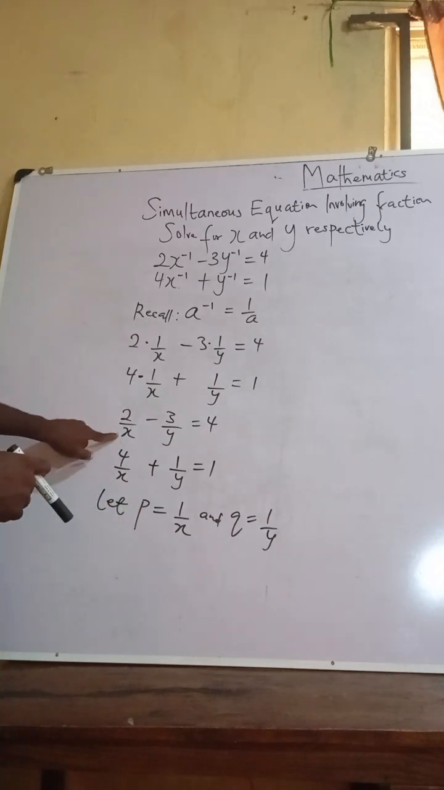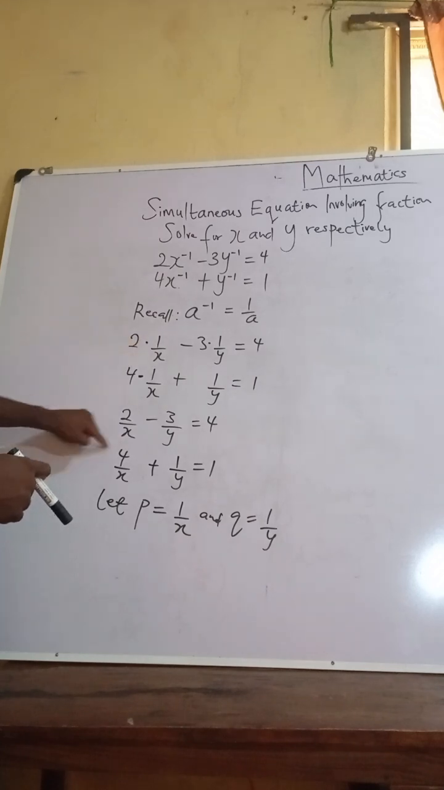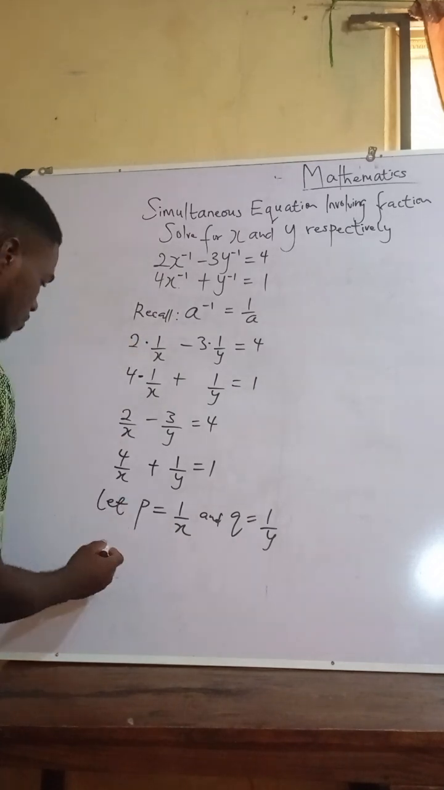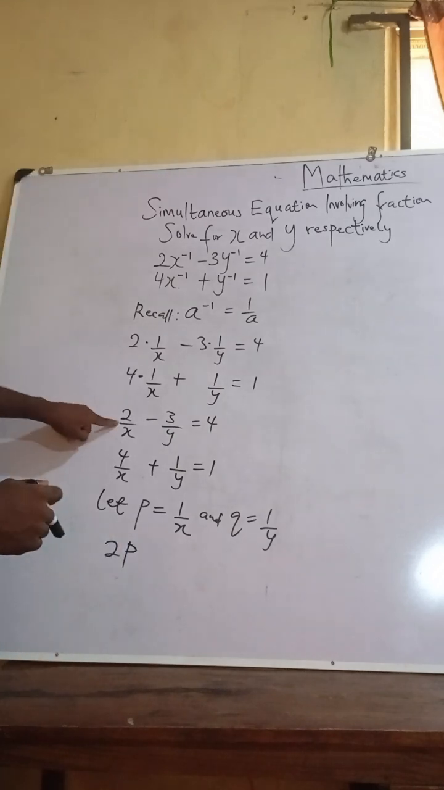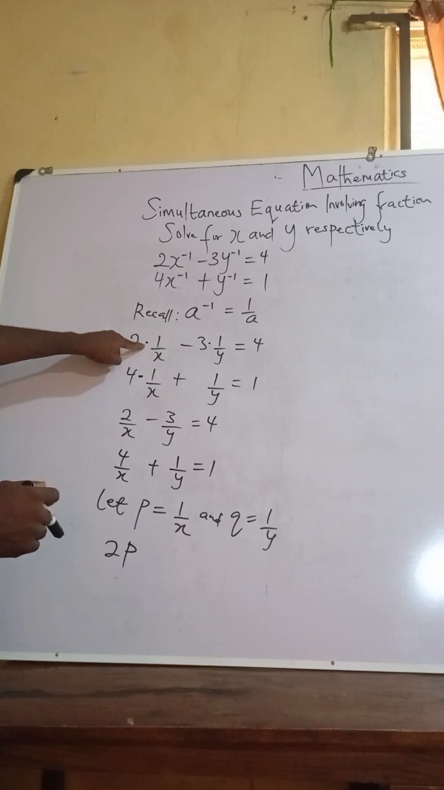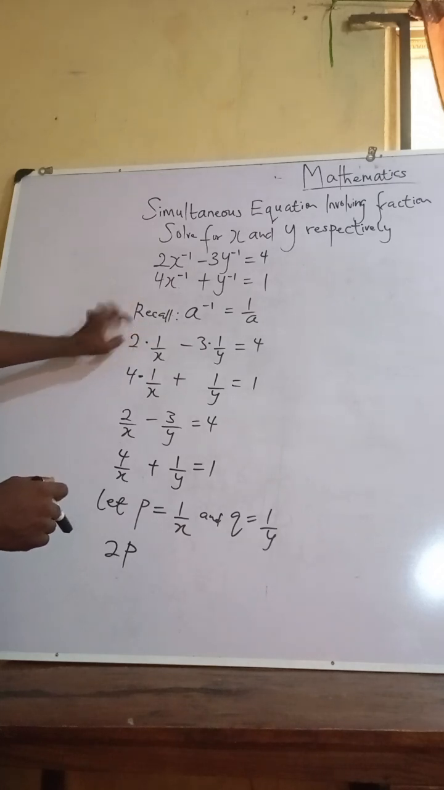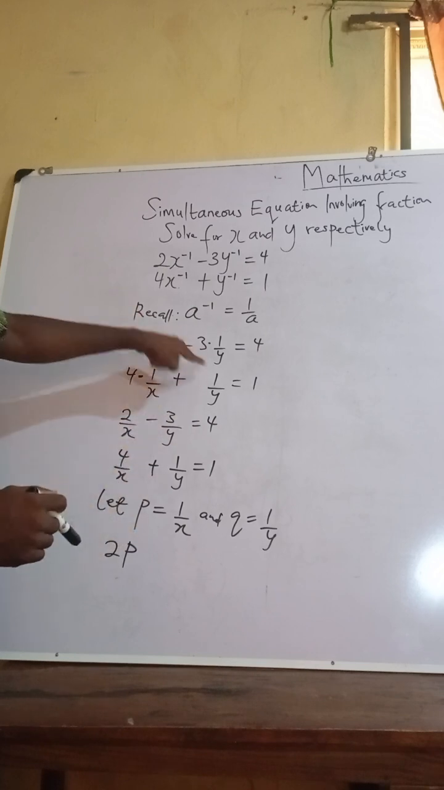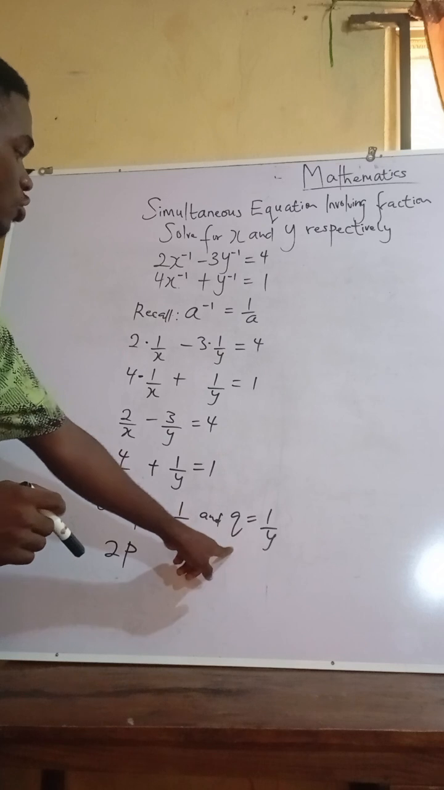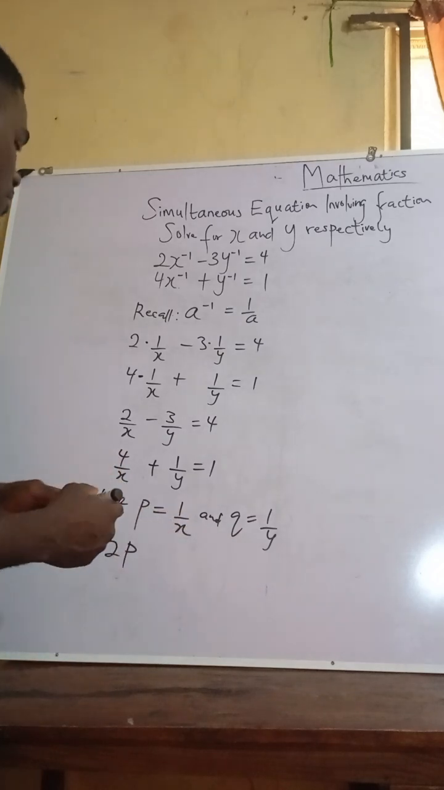That means any place I see 1 over x, I'm going to call it p, because I remember that 2 over x is the same thing as 2 dot 1 over x. So I can write this to be 2p. This is 2 times 1 over x. When you separate this, just like this is my 1 over x, which I'm now calling p, and this is my 1 over y, which I'm now calling q. I want to do this because it's going to be very easy for us to solve.